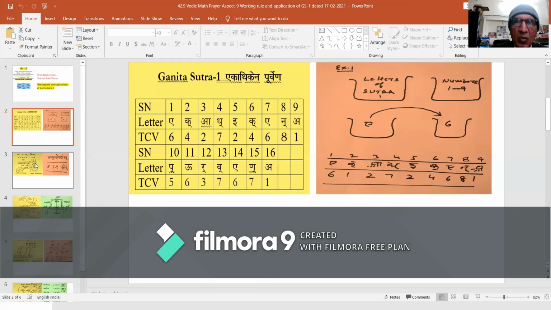Ganita Sutra 1 is a sequential rule. It is a sequential rule as it tells us how to reach from the first step to the next step. How arithmetically it will be a reach from value 1 to value 2. Now, this composition is availing letters of the alphabet, meaning the composition is availing 16 letters of the Devanagari alphabet.